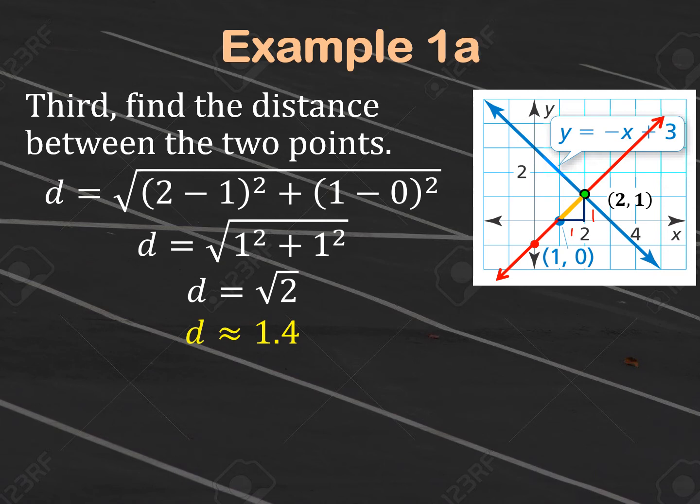First, you find the equation of the new line perpendicular to the original line going through the point you were given. Secondly, you're going to find the point where the two lines intersect. Third, you're going to figure out the distance between the original point, which in this case is (1, 0), and the point on the line that you're looking for, which is (2, 1).